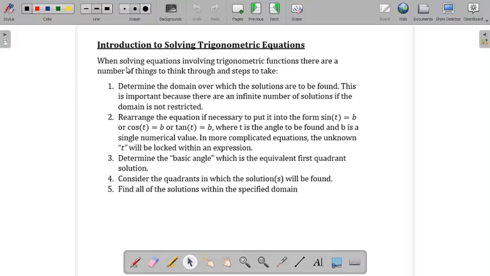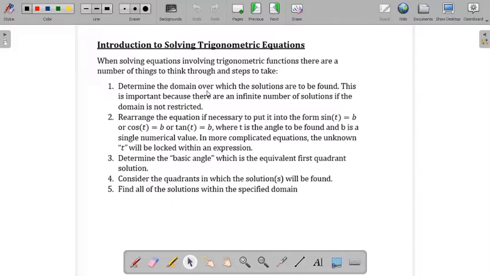When we're solving equations involving trig functions, there are a number of things to think through. Essentially, what we're doing is finding the angles that make a particular equation true. First of all, we need to determine the domain over which the solutions are to be found. This is important because it's a periodic function and we could go around the unit circle an infinite number of times, so there's essentially an infinite number of solutions. But if we restrict the domain, there's going to be a limit on that.